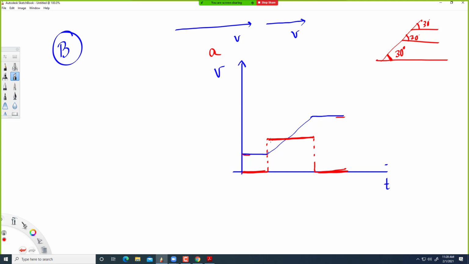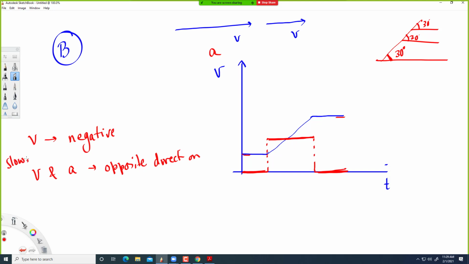Number 13. You should be able to answer number 13. The motion diagram shows a particle that is slowing down. What is the sign of the acceleration? Since the velocity is negative, v is negative, and when the object is slowing down, v and a are in opposite directions. That means a must be positive.